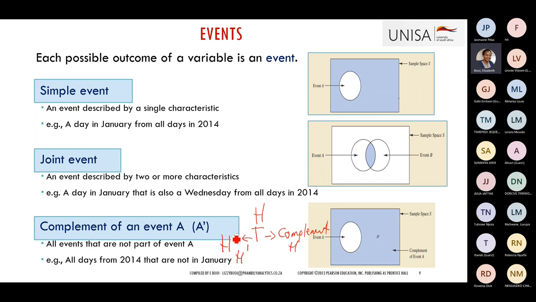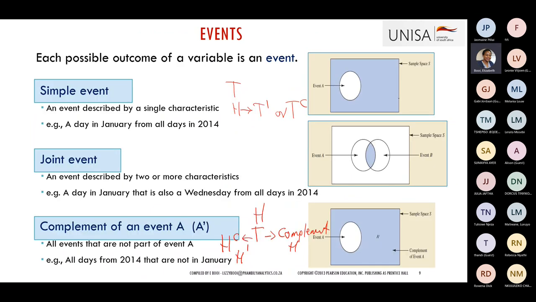So a tail can be written as HC because it refers to the complement of a head, or we can use a bar at the top to represent a complement of a head. And also, a head can be the complement of a tail. So we can write it in that manner. That still represents a complement event, an event which is not part of the original event.